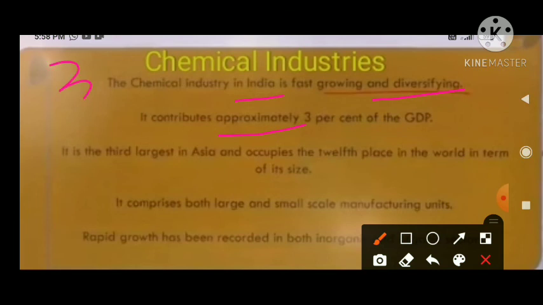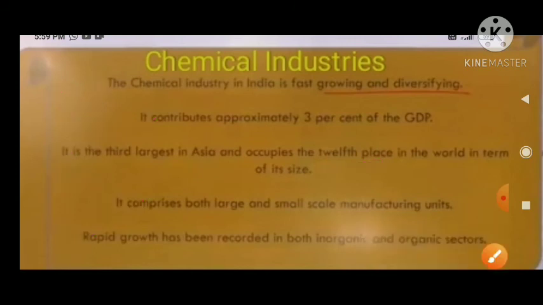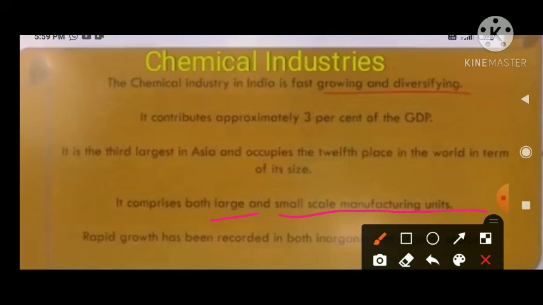The chemical industry contributes 3% of GDP, and in part 1 we already said that the textile industry forms 4% of GDP. It is the third largest in Asia and occupies the 12th place in the world in terms of its size. It comprises both large and small scale manufacturing units.